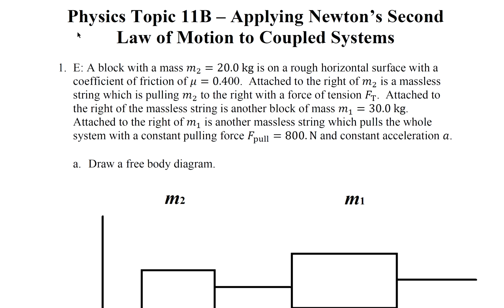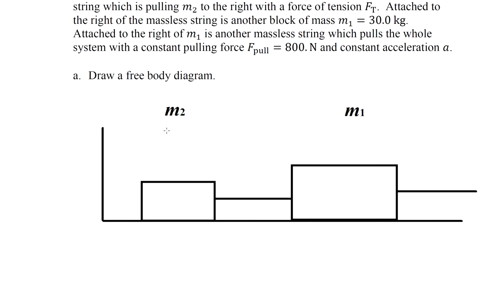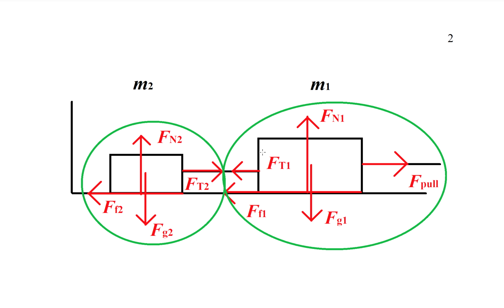Part A, draw a free body diagram. Remember, circle the objects, label the forces, put an x and y axis, and use Newton's second law, F equals ma. So we're not going to draw one big circle. We're going to draw two circles, one for each object. This means for each circle, when we apply Newton's second law, F equals ma, we could only apply it to the forces inside one of those circles. We cannot use sigma F equals ma on forces in both circles.